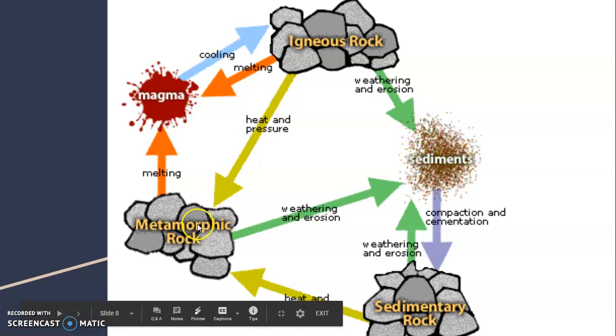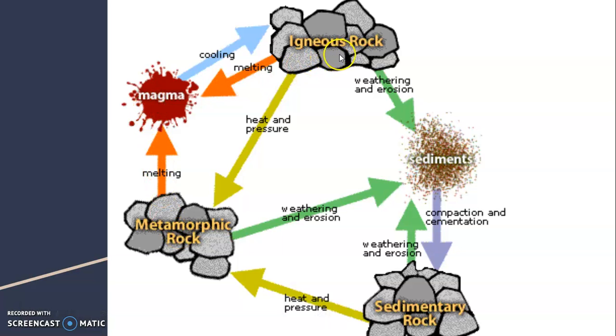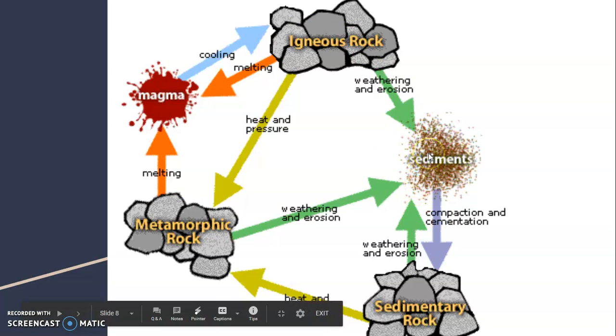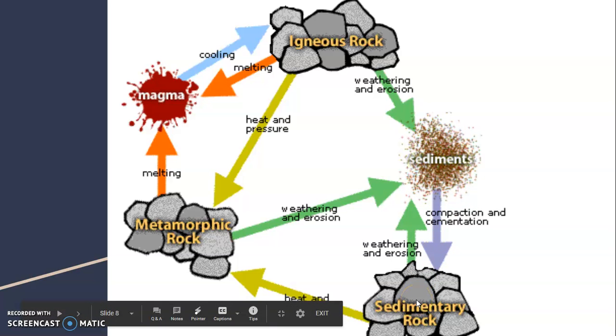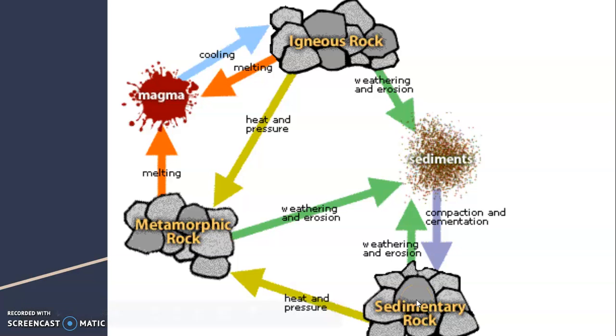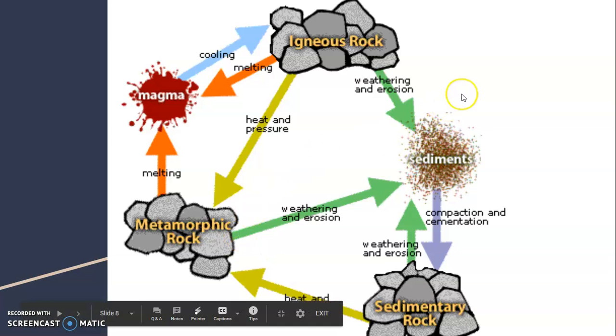So notice, igneous rock can turn into metamorphic rock by heat and pressure. Sedimentary rock can turn into metamorphic rock by heat and pressure. Metamorphic rock can melt to make magma. Igneous rock can melt to make magma. If magma were to cool, it'll make igneous rock. Weathering and erosion can happen to any of these types of rocks to make sediment. If the sediments are compacted and cemented together, that's how we get sedimentary rock. Okay, I think I got them all. Yeah, I don't think I missed any.